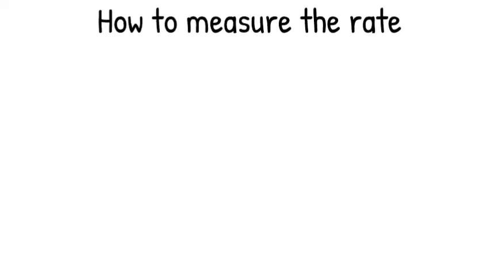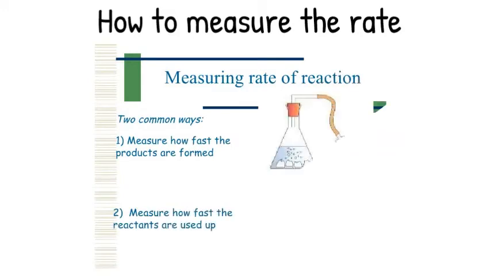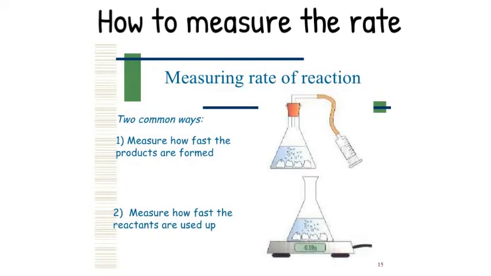Firstly, we need to know how we can measure the rate, and there's 2 ways we can do this. We can measure how fast the products are formed, for example, by collecting the gas that's made if a gas is formed as one of the products. Or, alternatively, we can investigate and measure how fast the reactants disappear. As you can see in the bottom picture on the scale, again, if we produce a gas, the gas will be released and the total mass will decrease over time.